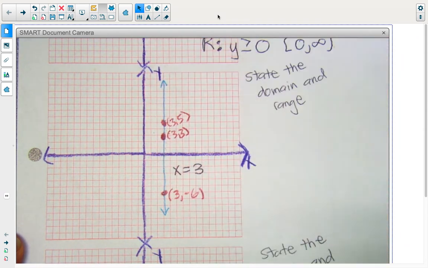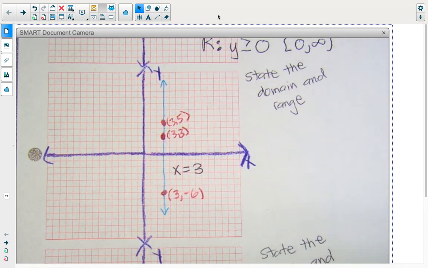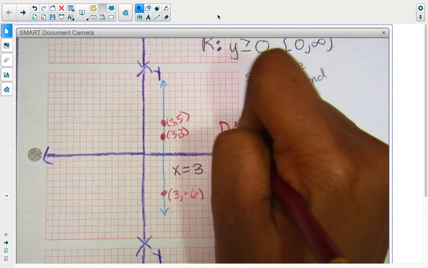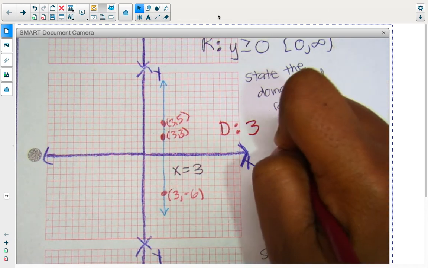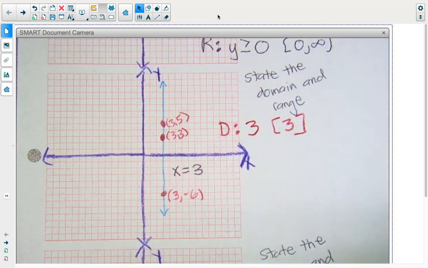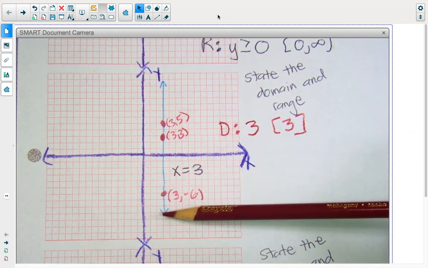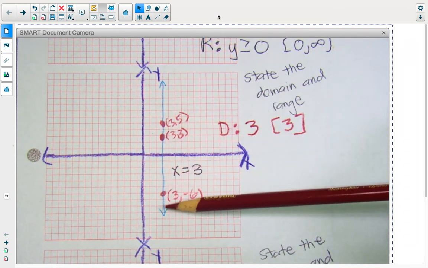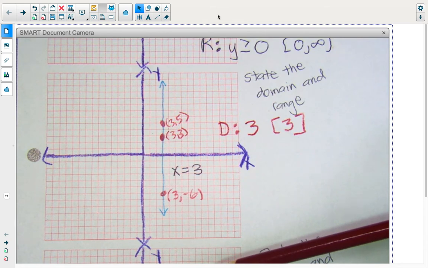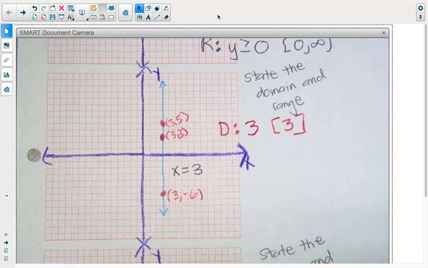No matter where I go on this vertical line, my x value is 3. So my domain for this problem is the number 3. If you want to write that out with some brackets, it would be just like that. It'll never be 4, -7, -200. No matter where I go on this vertical line, my x value is just 3. So if you have a vertical line, your domain is just going to be a number.